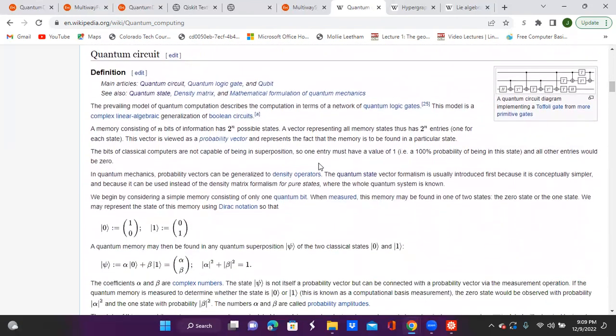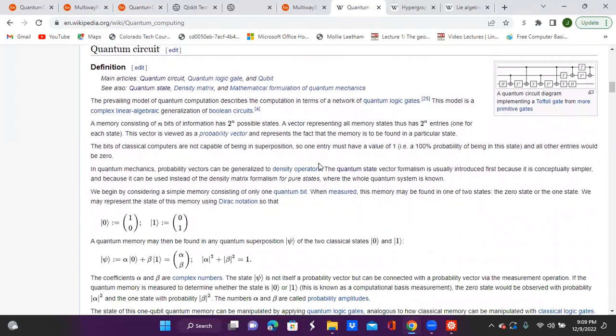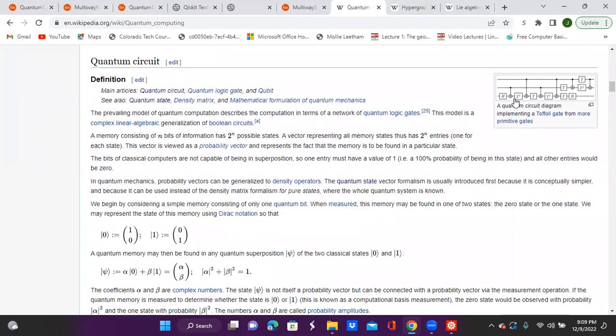Quantum circuits definition. Quantum logic gate, qubit, quantum state, density matrix, mathematical formulation of quantum mechanics. This is a Toffoli gate right here. Oh, it even says. I had recognized it because I've made enough of them.